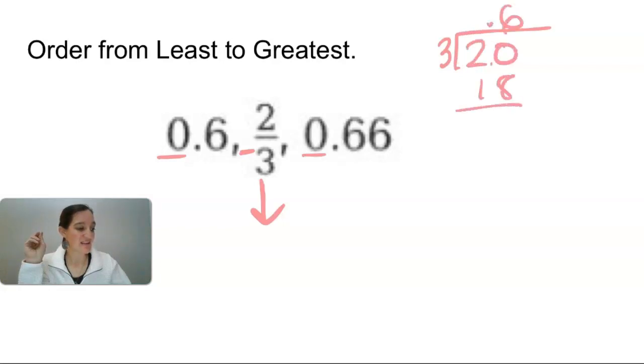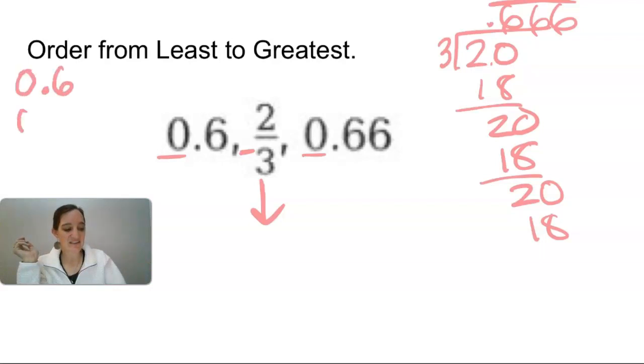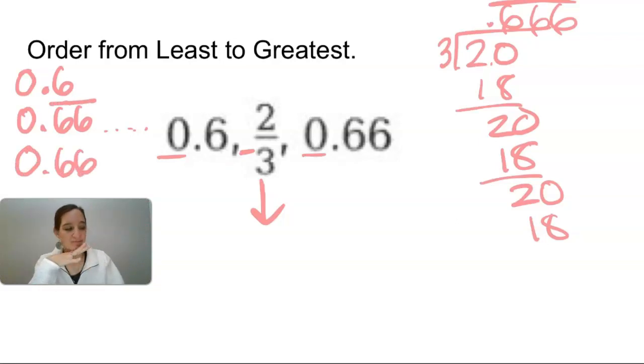0.6, which will be 18, and another 6 will give you another 18, and it's actually going to go on forever and ever and ever. So now that they're all in decimals, let's line them up. We got 0.6, 0.6 repeating, 0.66, and I could keep going, right? Or I could just do the fraction bar, and then we got 0.66, no fraction bar.